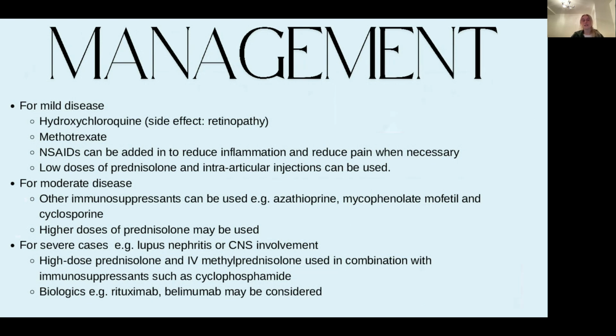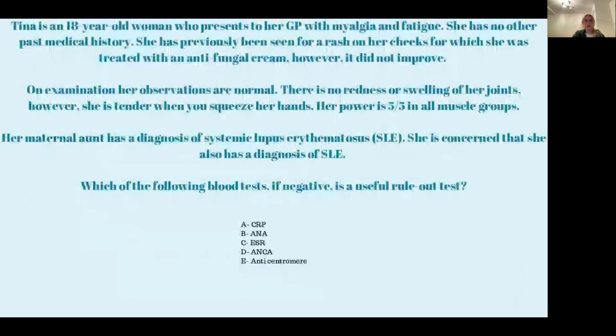And then for severe cases, where you've got central nervous system involvement or quite severe lupus nephritis, we can use high-dose steroids and then IV methylprednisolone as well. That would be in combination with some immunosuppressants such as cyclophosphamide. If patients are treatment resistant, they might use biologics, but that would be guided by specialist rheumatologists as well. All this treatment would be, but biologics would be the last line of treatment.